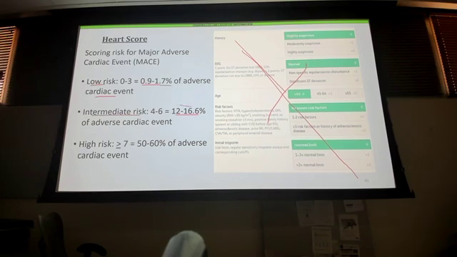But you can see, okay, now I'm getting to the point if I have an intermediate HEART score, now I'm getting a little worried that this could have some adverse events. So I may need to be a little more aggressive in treating this patient. And then if they're high risk, then they have a 50 to 60% chance of an adverse cardiac event. So flip of a coin, they're going to have major problems.